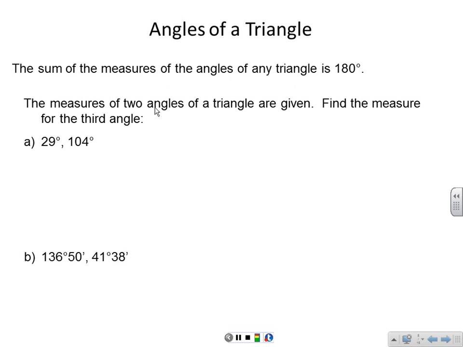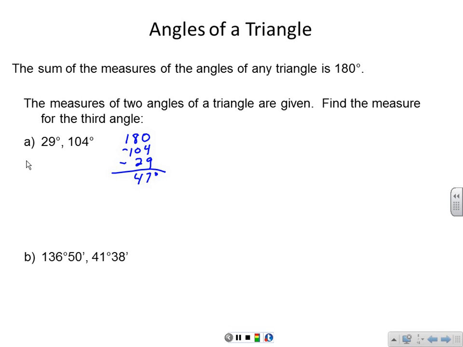The measures of two angles of a triangle are given. Find the measure of the third angle. Well, we have options here. You can, in your calculator, do 180 minus 104 minus 29 and get the answer that way. 180 minus 104 minus 29, and that's going to be 47 degrees. So your other angle is 47 degrees.